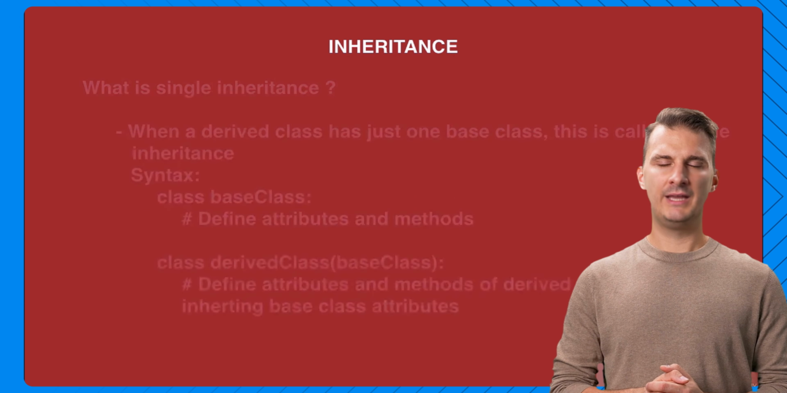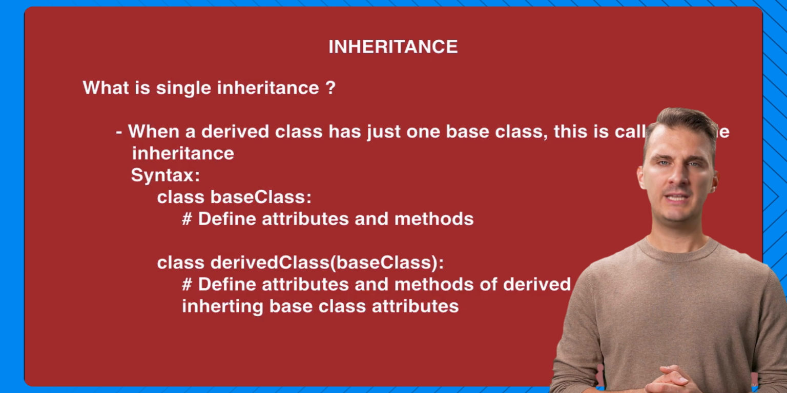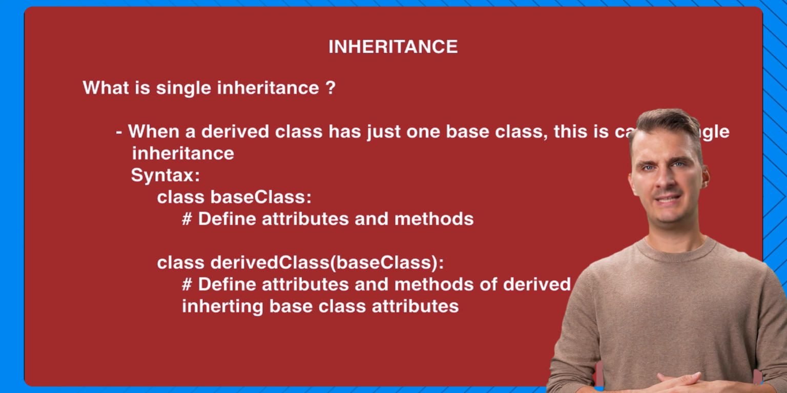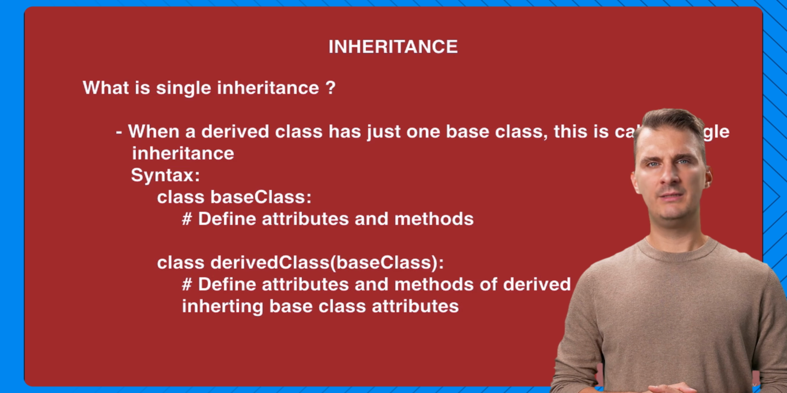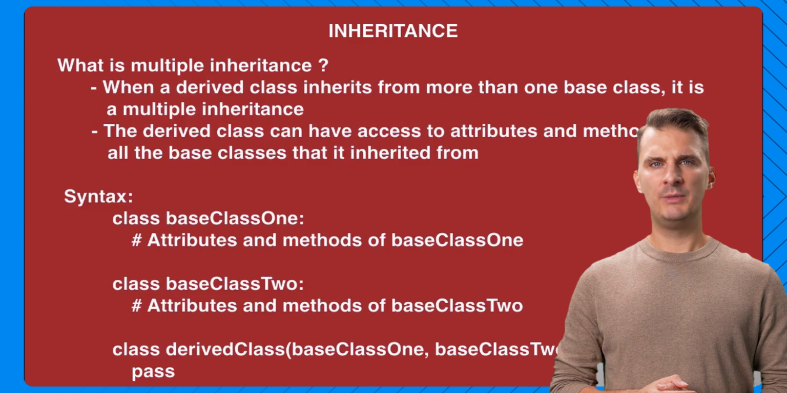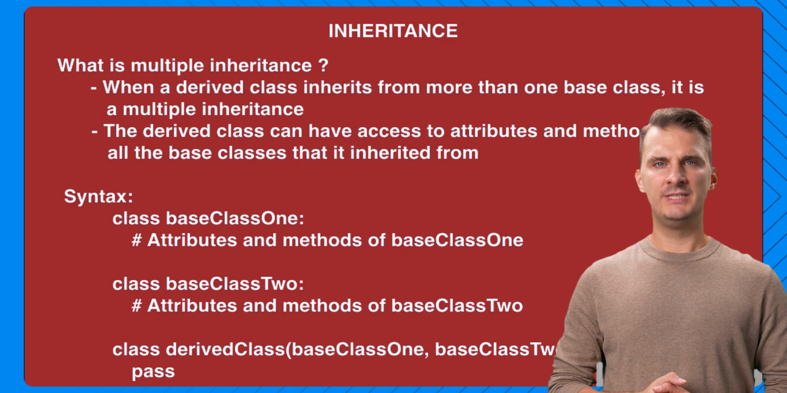And then you learned what single inheritance is. Now this is when a derived class inherits from just one base class, and the syntax to define single inheritance is to have the name of the base class within parentheses at the time of creation of your derived class. And then you learned what multiple inheritance is. Now this is when a derived class inherits from multiple base classes.